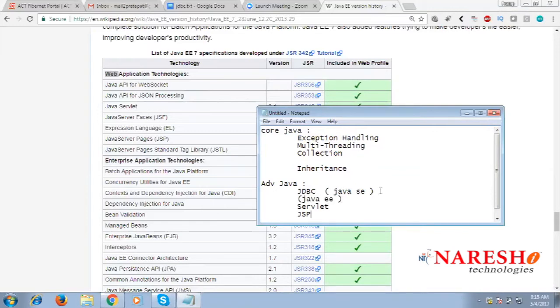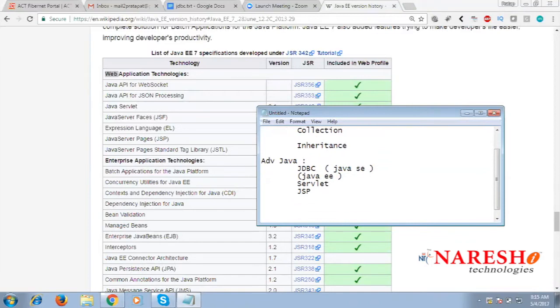From your Java EE technology, basically we'll be having the servlet and JSP, and you can find here the Java Servlet and the JavaServer Pages. So these are the two things we are bringing.